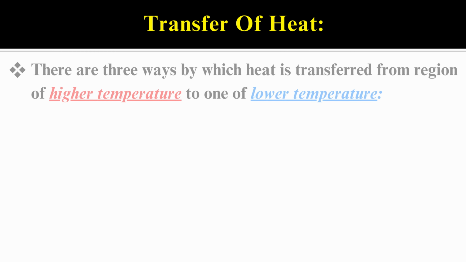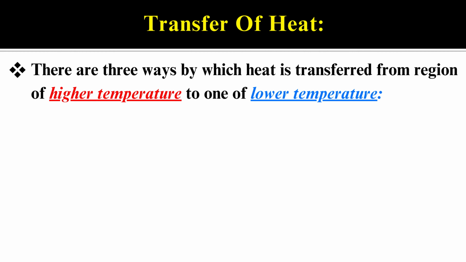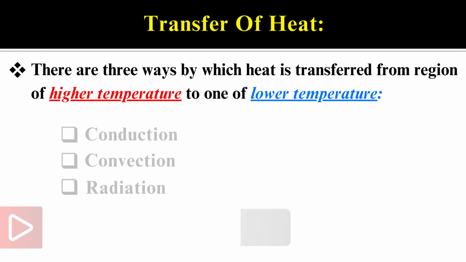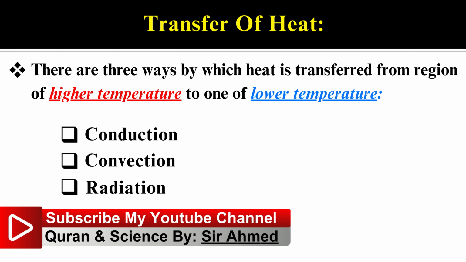Let's come to the topic today, dear students. We are talking about the transfer of heat. So we can say that we have three ways by which heat is transferred from a region of higher temperature to one of lower temperature. Number one is conduction, convection, and radiation. So, we'll talk about conduction.